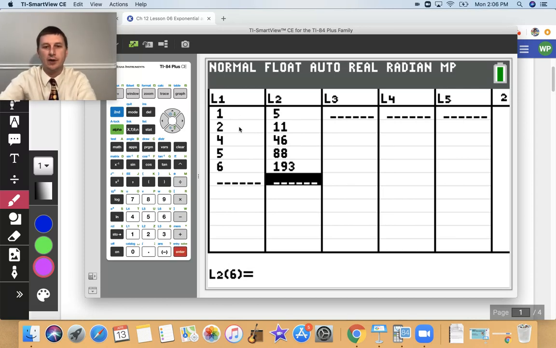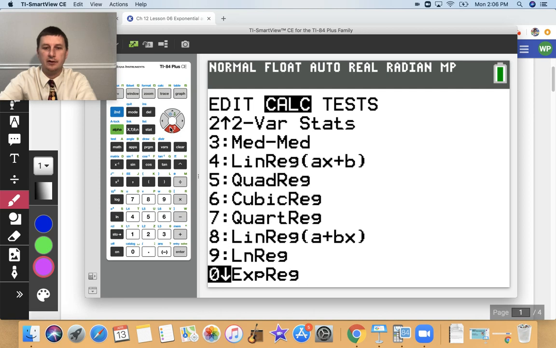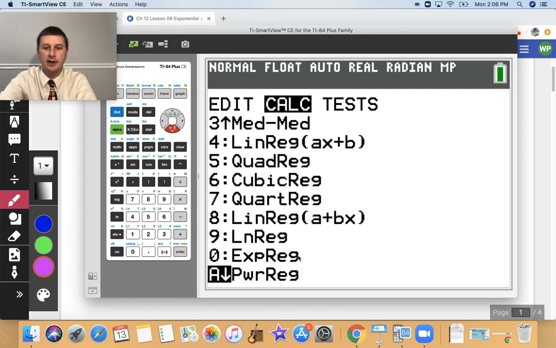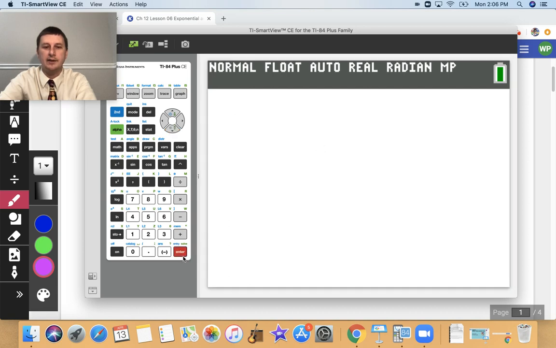Now that you have your list 1 and list 2 values in your graphing calculator, we now want to go back to Stat and over to Calculate. And you're going to scroll on down to where it might say something that looks like exponential regression. I see quad regression, cubic regression, quart regression, ln(x). Oh, exponential regression is option 0 right there. So you're going to press Enter on 0, or you could just press the 0 key and it will take you there. And this is your exponential regression screen. Again, all this information should be correct on your screen as well. And you're just going to go down to Calculate and press Enter.